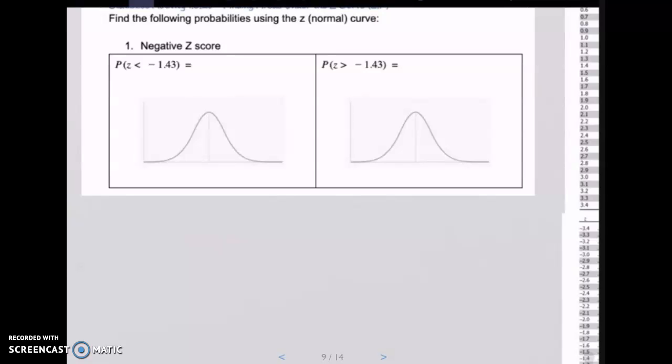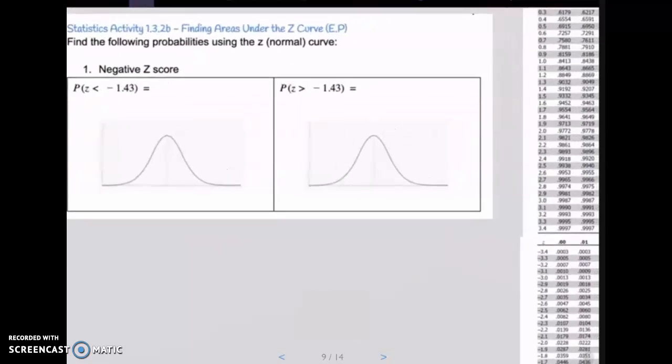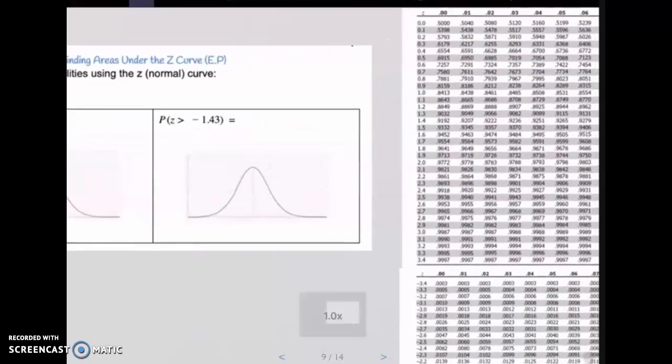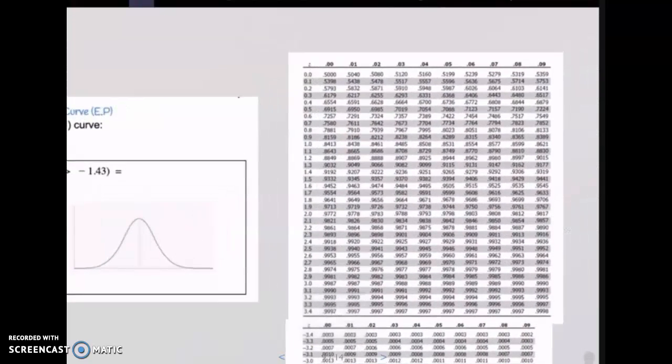All right, here we go. We're going to work on finding area under the curve. We're going to start with z-scores, and then we're going to progress to things that aren't in z-score form that we put into z-score form. So this chart works this way.